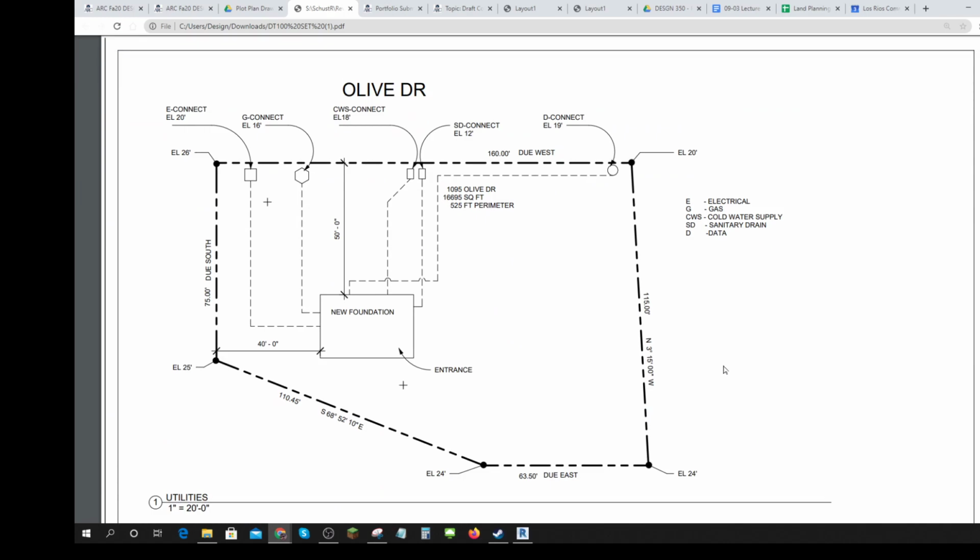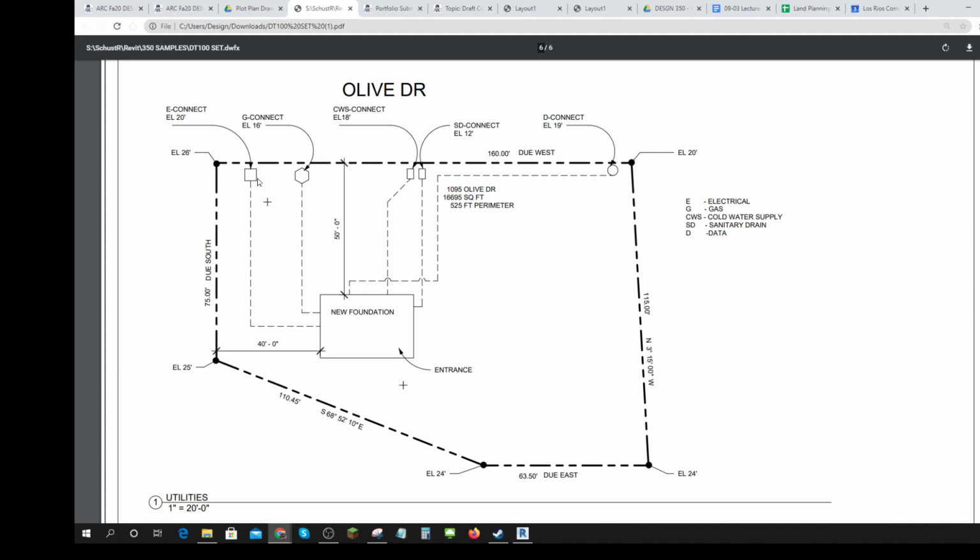Okay, and then the last one is a utility plan. And this is just typical of what you see. So they're usually a series of symbols. And so there might be on here a set of symbols also. Okay, but E, G, CWS, SD, D, that's just sort of telling you D connect, SD connect, CWS connect. I'm just saying that those are the connections to the electrical, gas, cold water supply, sanitary drain. They're all along this edge right here.